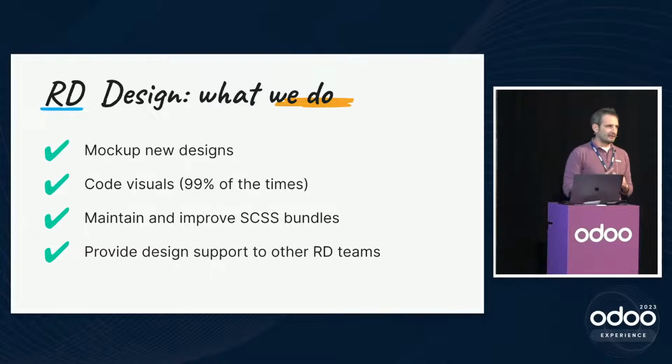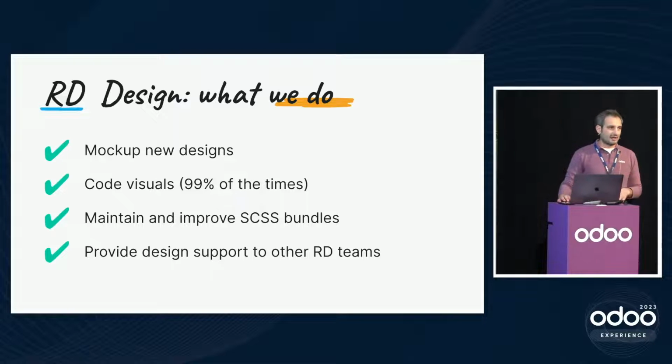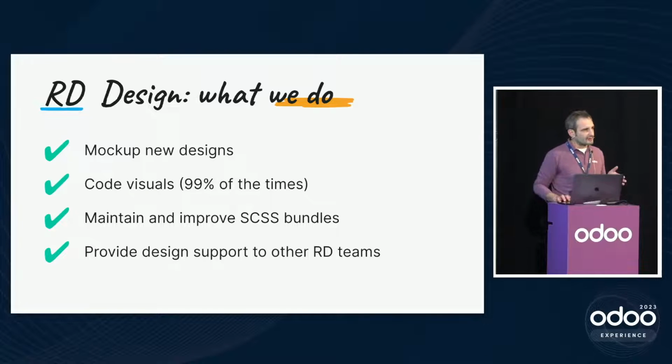But talking about the design team. So, what do we do in the R&D design team? We mock up new designs, like the new backend you saw during Fabian's presentation. We code the visuals 99% of the time. Sometimes the developer can go directly to the finalizing stage, but mostly we code the design. Then we maintain and improve the CSS bundles, and we also provide support for the other R&D teams.